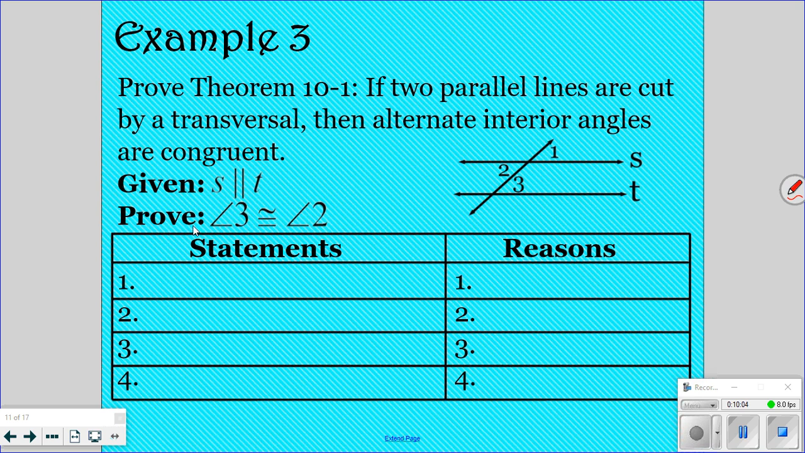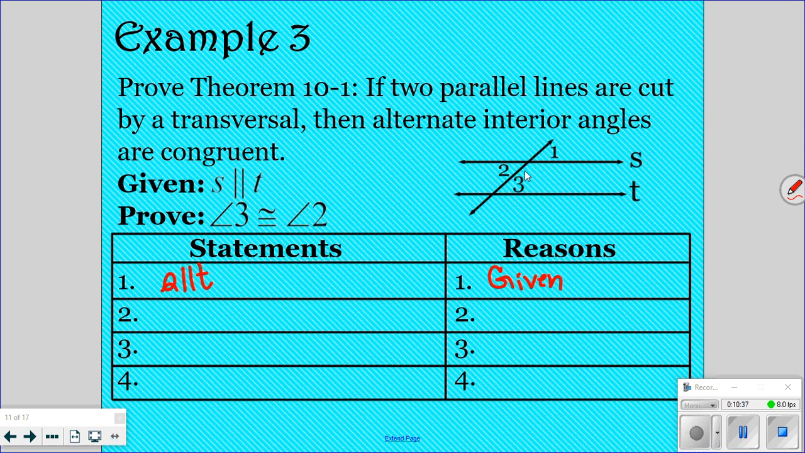So the first statement that we are going to start with is always the given, which is S is parallel to T. And so the reason would be given. And so that is the very first thing that you're going to write. From there, if these two lines are parallel, we are trying to prove that the alternate interior angles are congruent, angle 2 and angle 3. So we can't just go, since they're parallel, these two angles are congruent. We have to prove it using some other method.